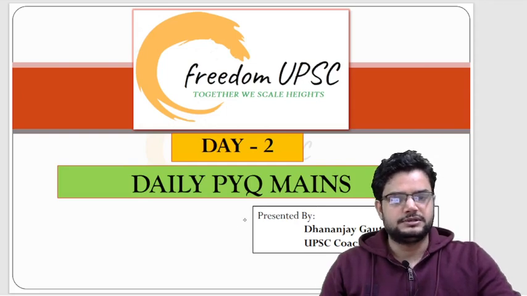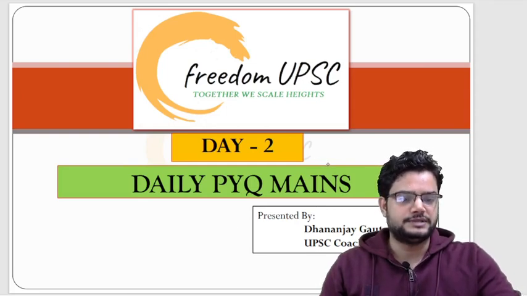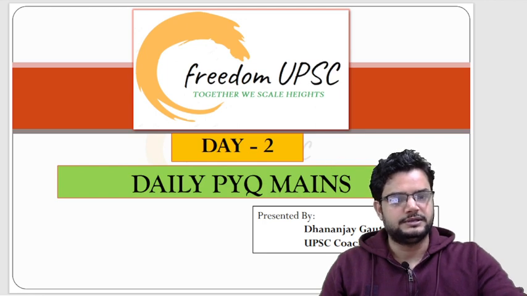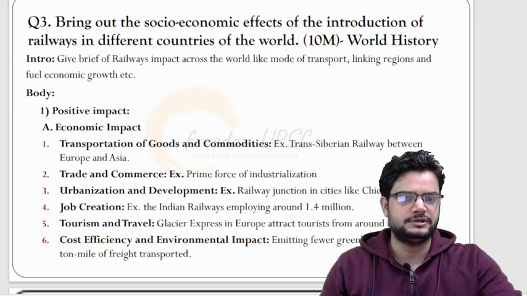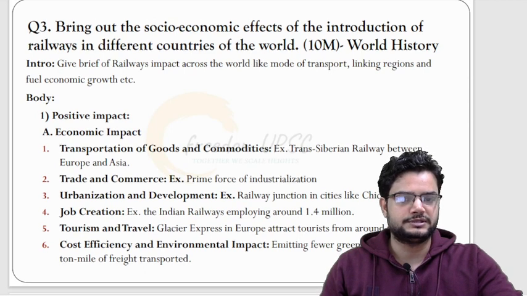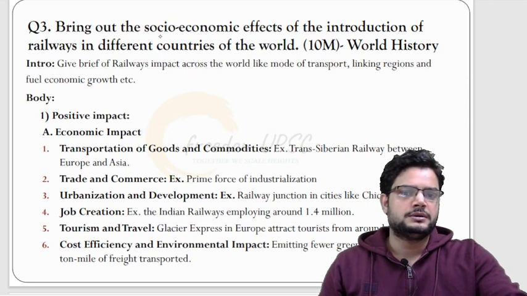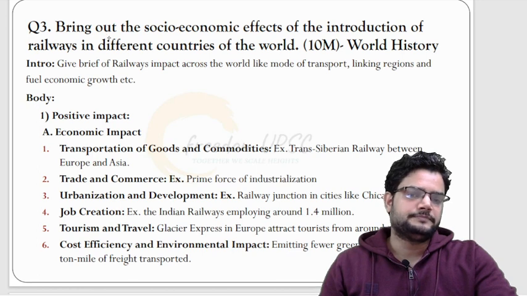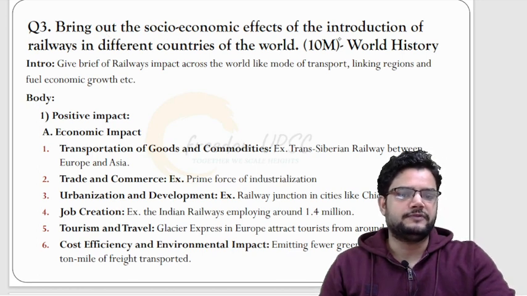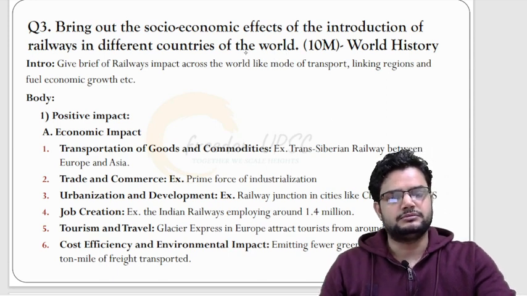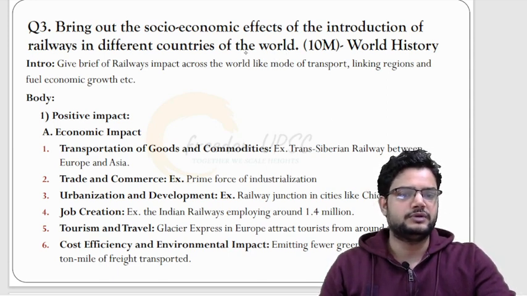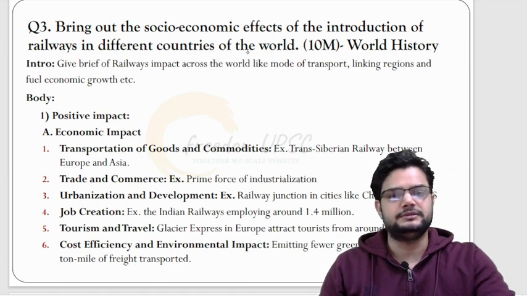Hello everyone, this is day 2 of the daily PYQ main series and we'll discuss day 2 questions, question number 3 and question 4 of GS1 of the 2023 UPSC paper. So question number 3 was: bring out the socio-economic effect of the introduction of railways in different countries of the world. Okay, so there are 3 basic demands that you have to fill in this question.